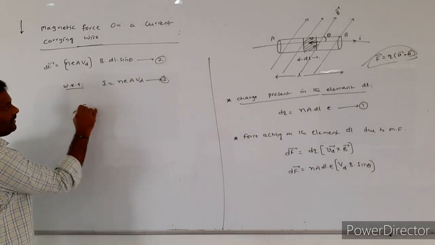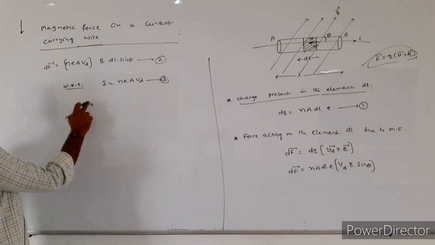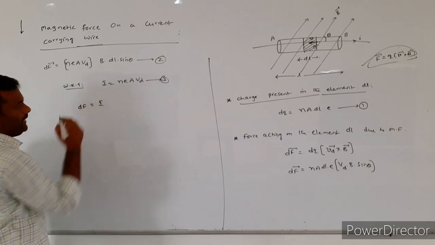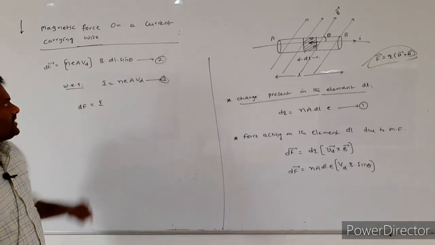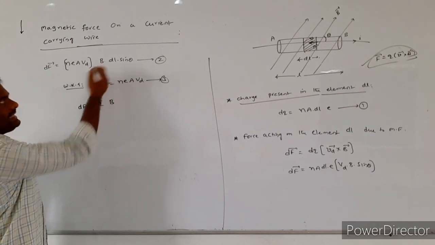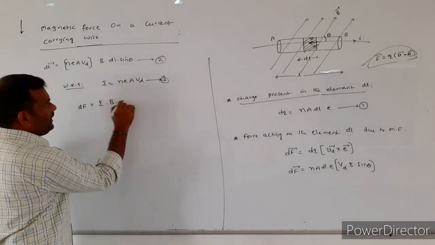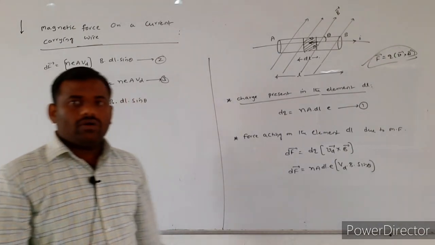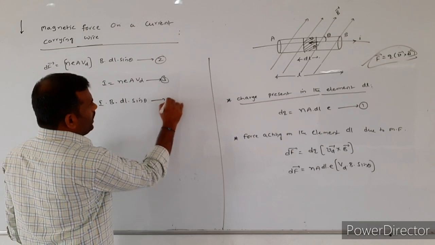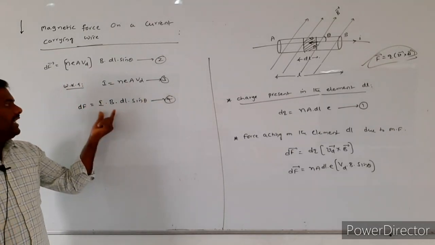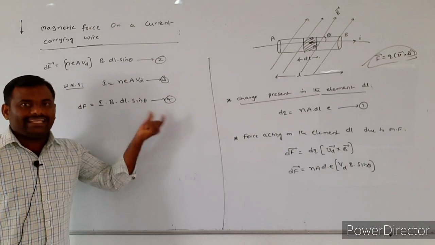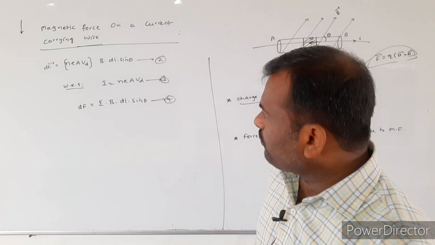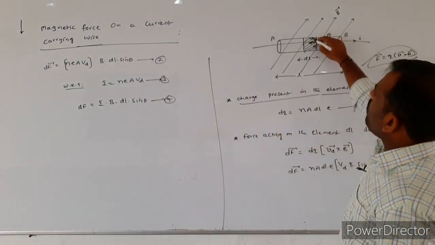Now, substitute this value in the above equation. So we get dF magnitude is equal to, in the place of N e A Vd, I will write I, which is the magnitude of the current. Next, B, the magnitude of the field intensity, is constant, and dl is a small element. So dF is equal to I into B into dl sin theta. dF indicates the amount of force acting on the small element.